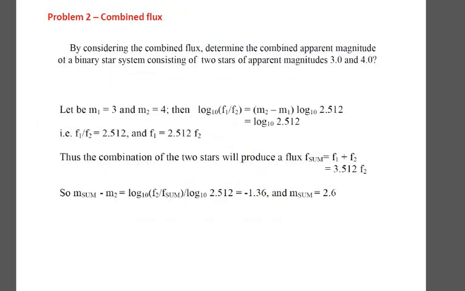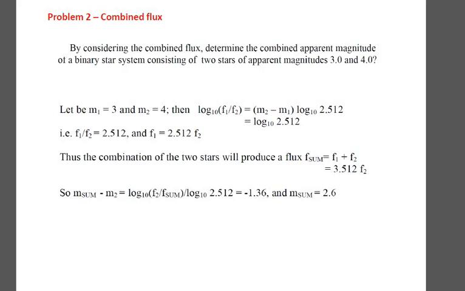Now for the next question, by considering the combined flux, this is the question on combined flux. By considering a combined flux, determine the combined apparent magnitude of a binary star system consisting of 2 stars of apparent magnitudes 3 and 4. Now here the first star has apparent magnitude 3, second one 4. So what is the ratio of the brightness? We can get it instead of radiant flux as well. Here instead of capital F we have small f.